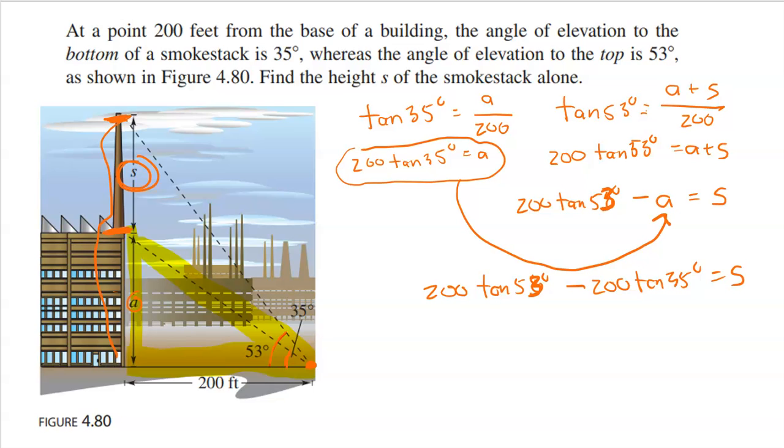So 200 times tangent of 53 degrees. On your calculator, make sure you close that parenthesis after the 53 degrees. Then subtract 200 times tangent of 35 degrees. And I get 125.376. S is 125.376, and that's measured in feet because that 200 was measured in feet. So there is the answer to the height of the smokestack. Pretty easy, and it just took a little trigonometry to figure out.